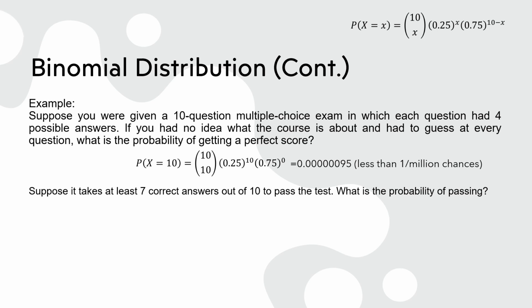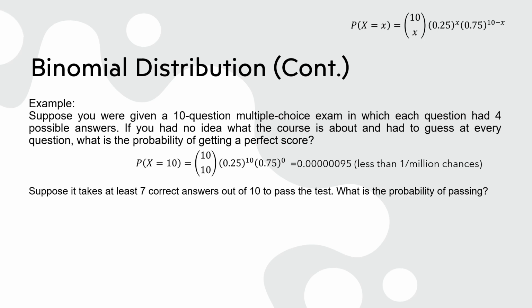This can be done using the binomial formula, which is combination of 10 out of 10 multiplied by 0.25 to the power of 10 multiplied by 0.75 to the power of 0, which is less than 1 in a million chances. Suppose it takes at least 7 correct answers out of 10 to pass the test. What is the probability of passing?